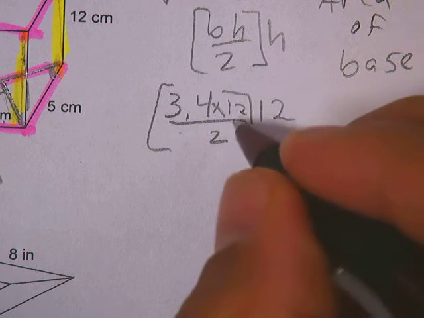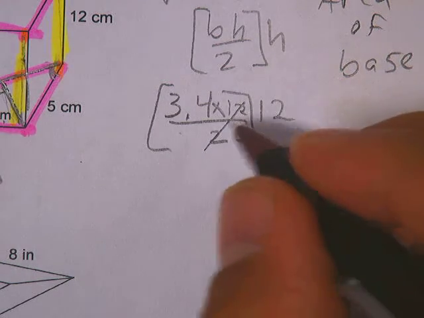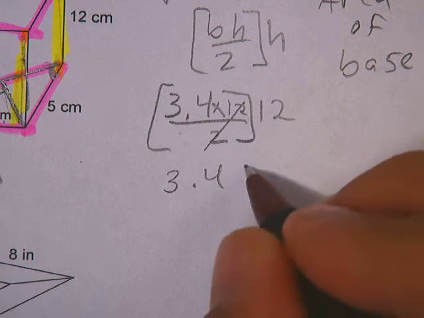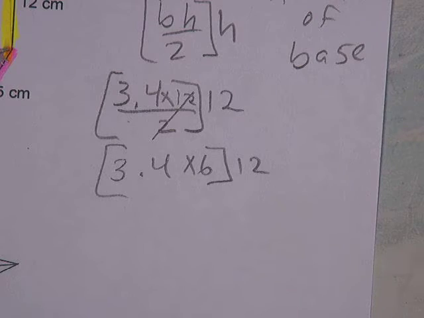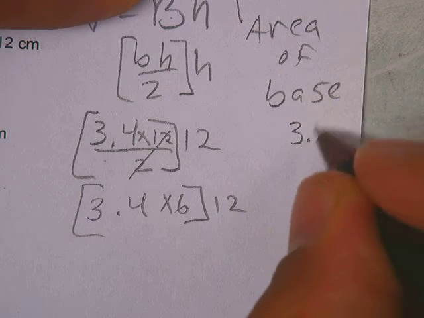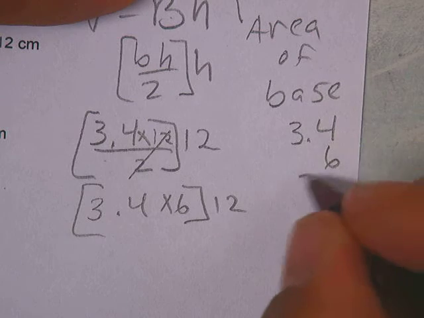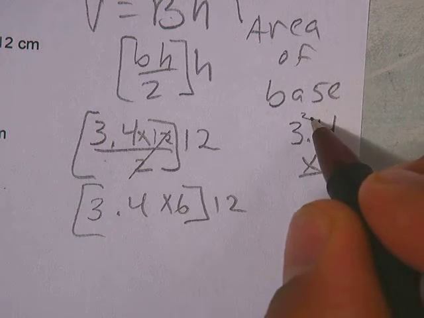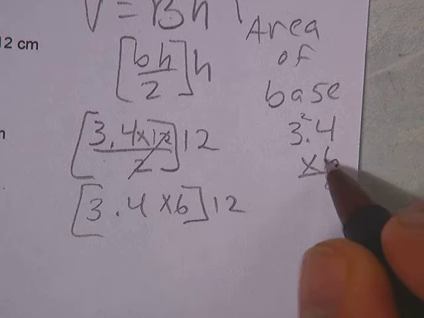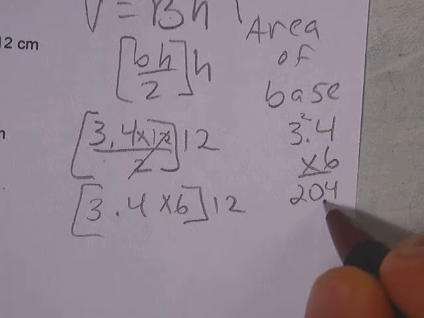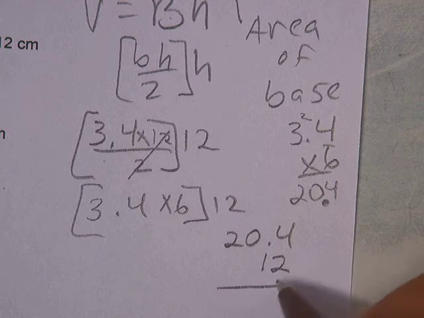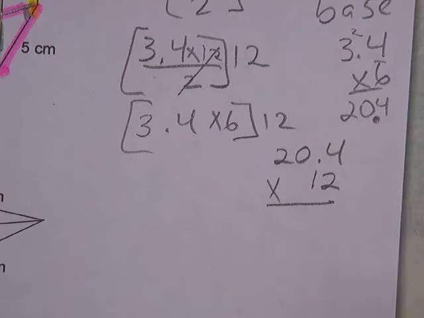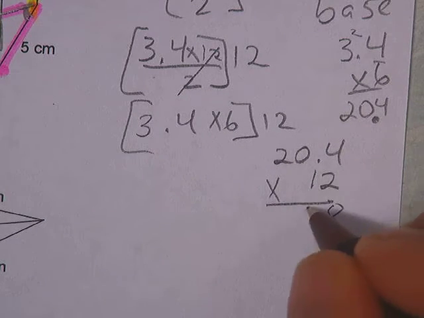And so now 3.4. Nothing here. A strategy is, okay, can I divide 12 divided by 2? Mentally, yes I can. I know that's 6. So now it's 3.4 times 6 times 12. Okay, so then 3.4, I'm going to put it here. 3.4 times 6. 4 times 6 is 24. 6 times 3, 18 plus 2 is 20. And so one number to the right of the decimal, 20.4. And so now 20.4 times 12.